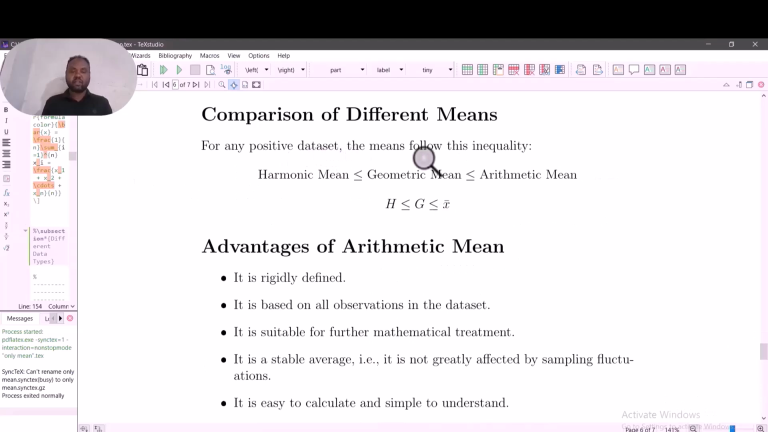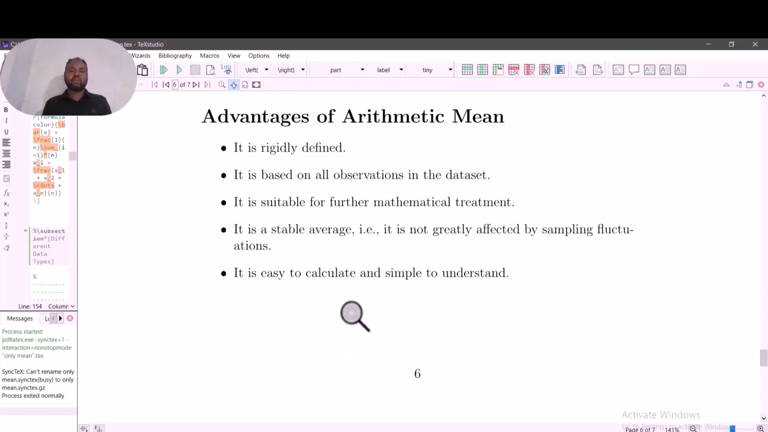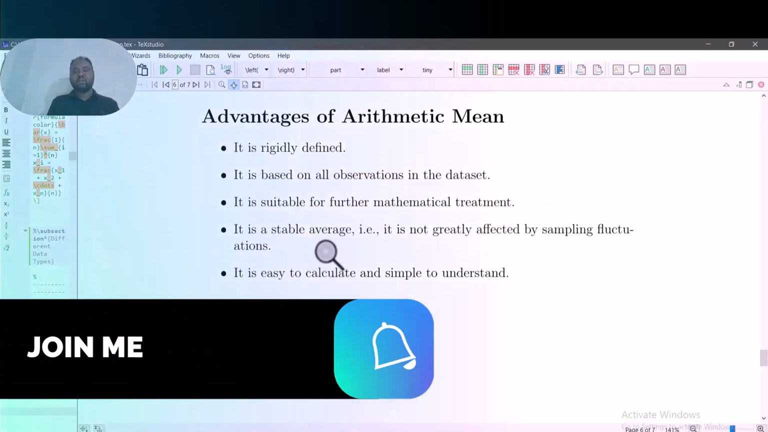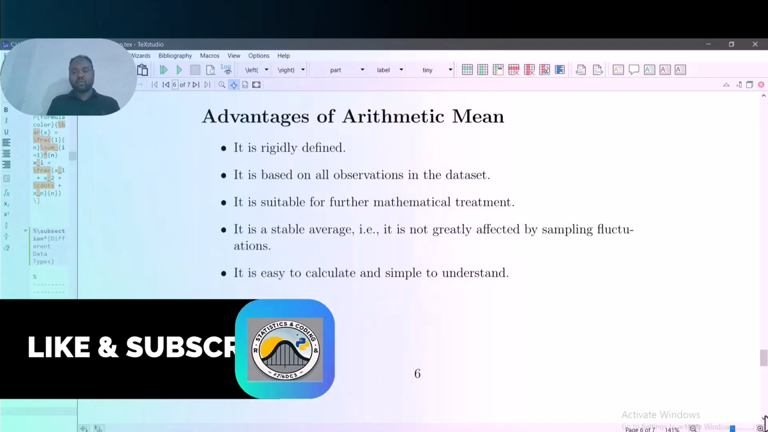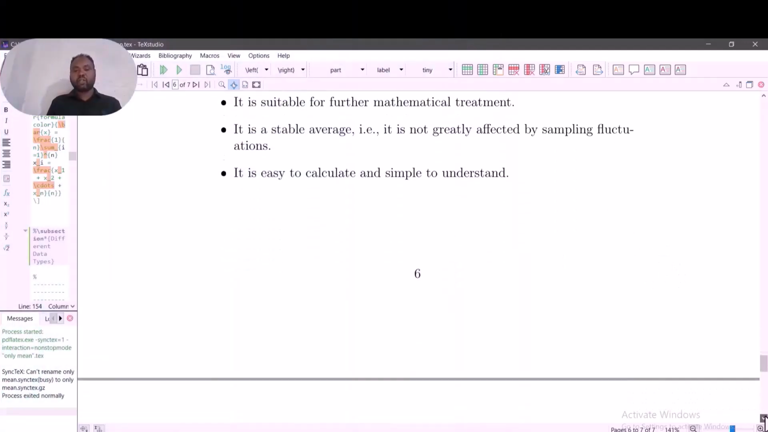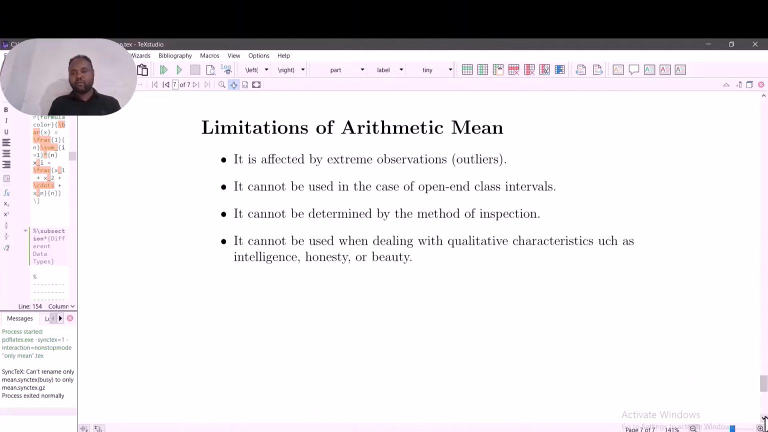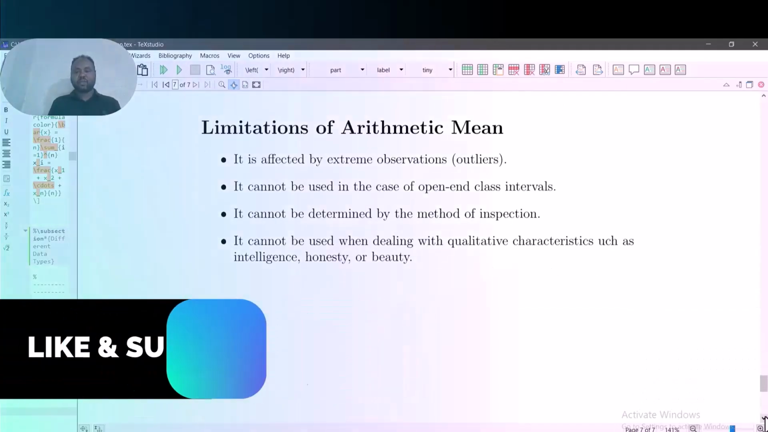For any positive data set, the means follow this inequality: the harmonic mean is always less than or equal to the geometric mean, and the geometric mean is less than or equal to the arithmetic mean. This relationship is true. Now the advantages and disadvantages of the arithmetic mean. The arithmetic mean is well defined and based on all observations in the data set. It is suitable for further mathematical treatment. It is a stable average, not greatly affected by sampling fluctuations, and it is easy to calculate and simple to understand.